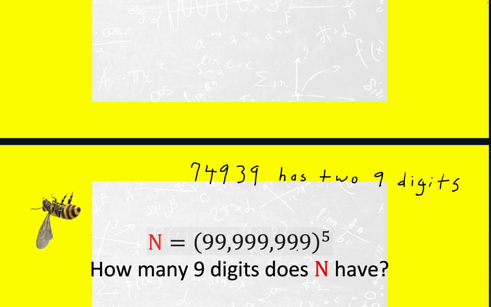We have an 8-digit number comprised of 9s raised to the 5th power, and we want to know how many 9 digits it has. Now a simple result right here is that 10 to the n minus 1 has n 9 digits.